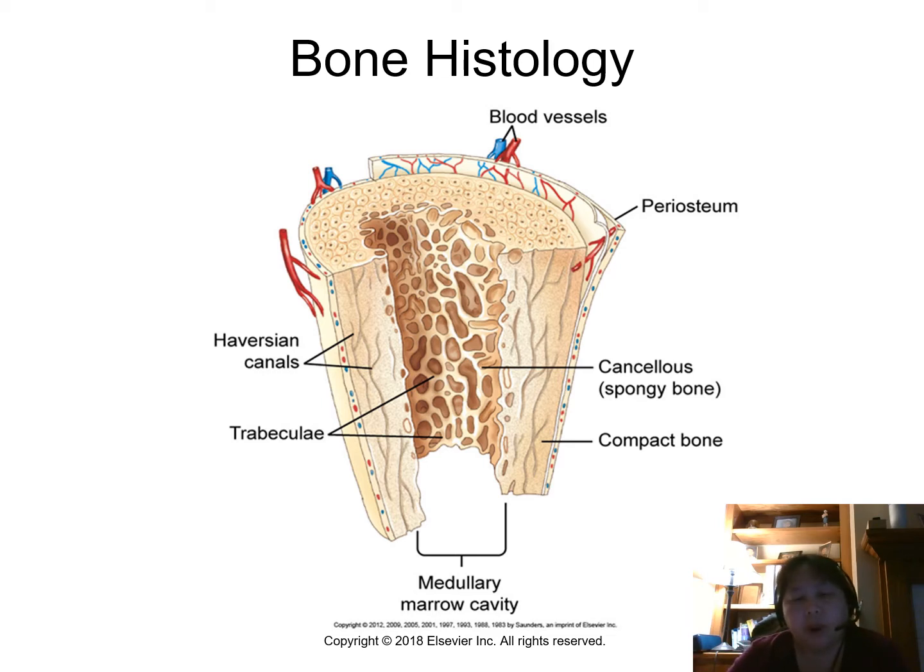When we look at the structure of the bone, you will see that you have blood vessels on the outside of the bone, and the periosteum, the tissue around the bone, is on the outside. Then you'll see that you have the spongy bone, which is in the center area. Then you have the compact bone, which is much stronger, on the outside.